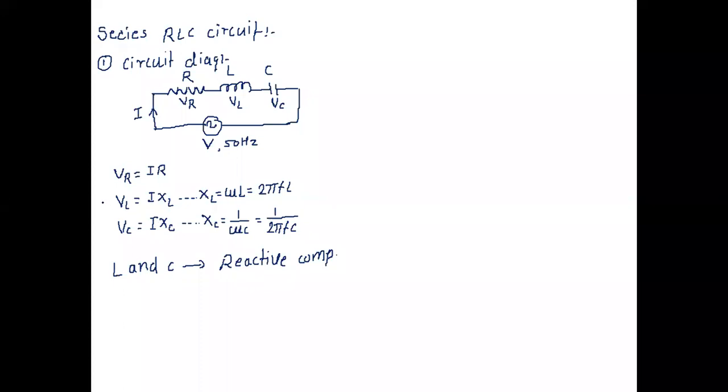Based on the value of VL and VC, this series RLC circuit is classified into three types, or it has three cases. So what are these three cases? Let's consider case number one. As I said, based on the value of VL and VC, the RLC circuit is classified into three cases. If VL is greater than VC, or XL is greater than XC, then this type of circuit is called an inductive circuit.